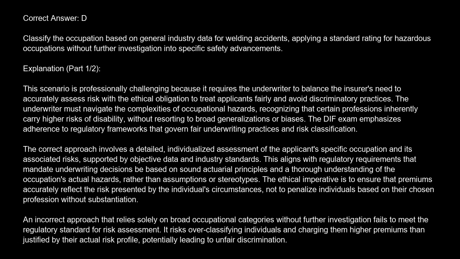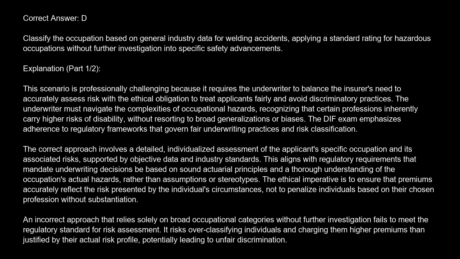Explanation: this scenario is professionally challenging because it requires the underwriter to balance the insurer's need to accurately assess risk with the ethical obligation to treat applicants fairly and avoid discriminatory practices. The underwriter must navigate the complexities of occupational hazards, recognizing that certain professions inherently carry higher risks of disability, without resorting to broad generalizations or biases. The DIF exam emphasizes adherence to regulatory frameworks that govern fair underwriting practices and risk classification.